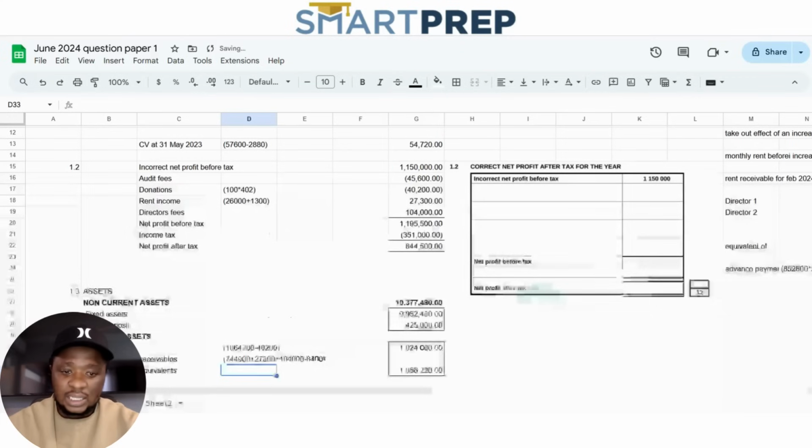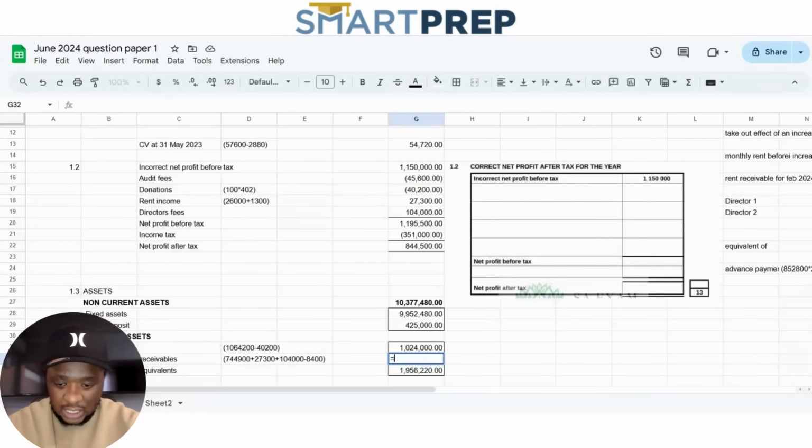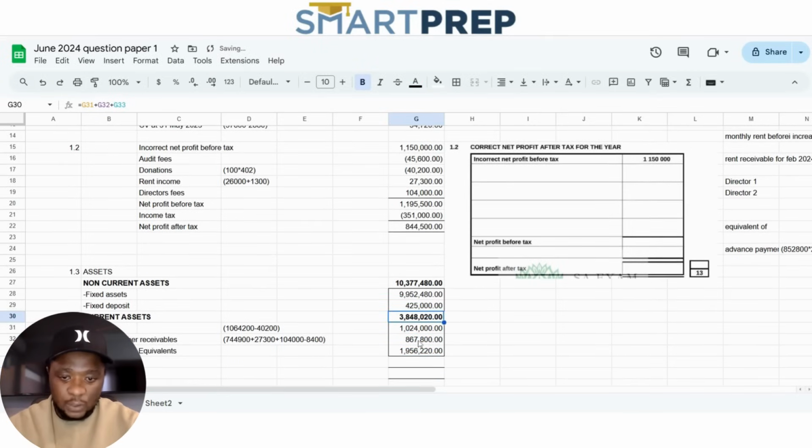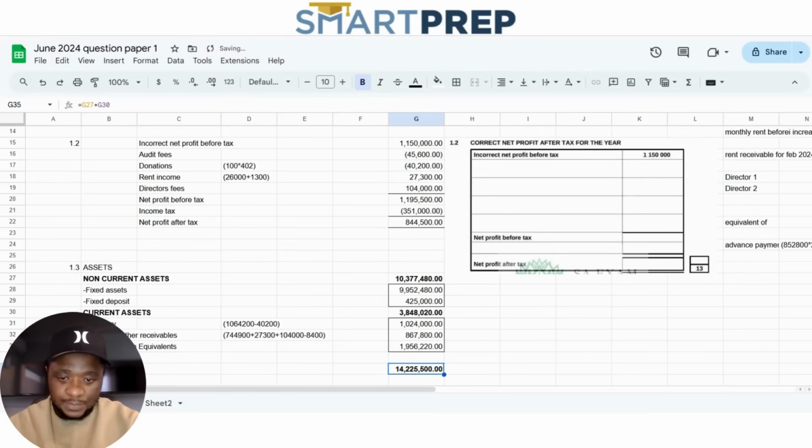All right. So then in this case, we would have our trade and other receivables equaling 867,800. Now that we have our trade and other receivables, we can work out our total for current assets. And the total for current assets is going to work out to 3,848,020. And then after that, you can add up our current assets along with our non-current assets, and that will give us 14,225,500.